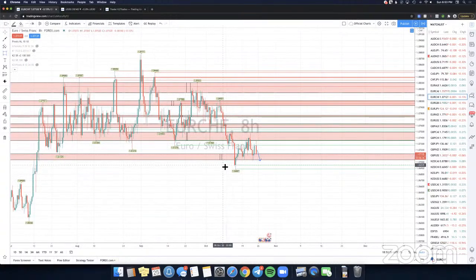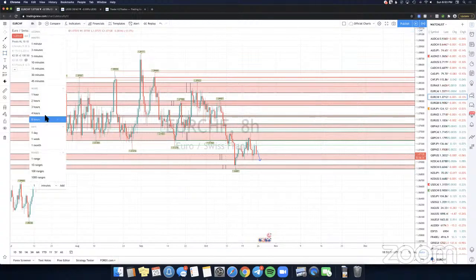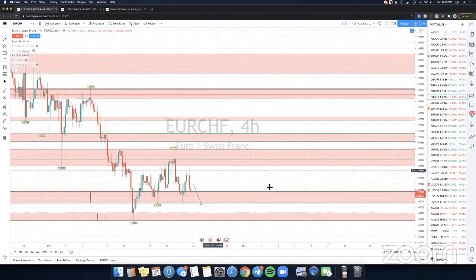Here is the lower zone on the 8-hour. So if price was to break that zone right there, the next zone is right here. It's super close, so it's probably not going to push down that far. The gap between this zone and this zone is only 8 pips. So it's not even going to be a good trade to take, even if it breaks below here.